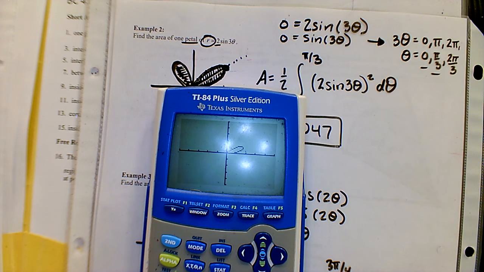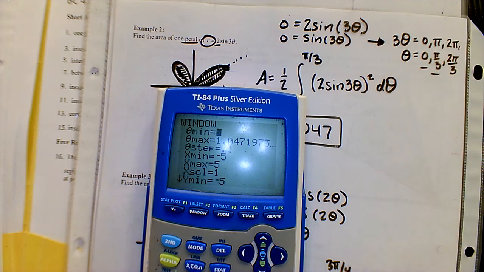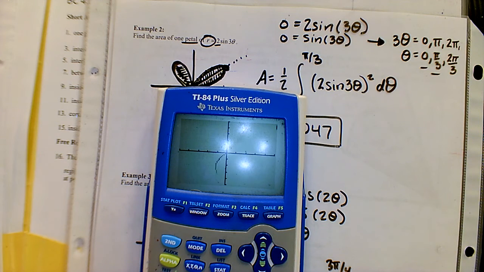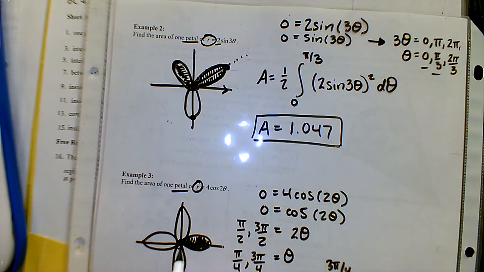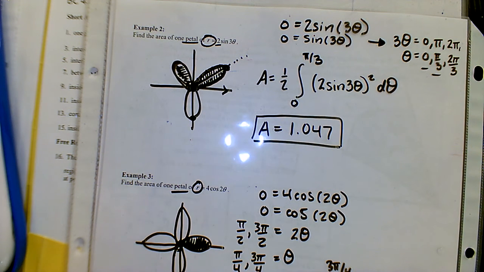Looks like it did, right? Because we said there should be 3. If we check the other one, that was 4 cosine of 2 theta. For this one, the lower bound was pi over 4, and the upper bound was 3 pi over 4. It should only graph one petal. And it looks like it did. Maybe the bottom one, not the right one that I highlighted, but at least we're figuring out the area of that lower petal. We doing okay so far?